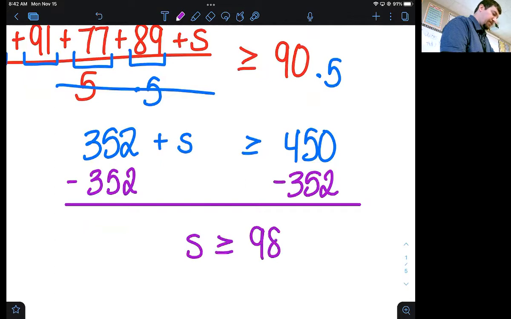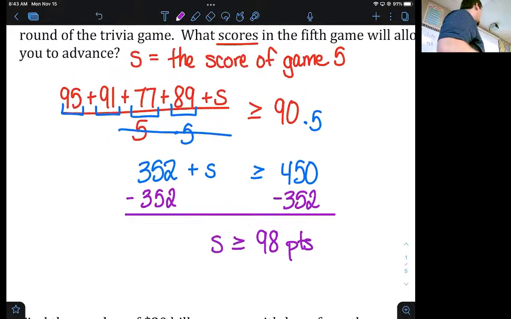Don't forget to label. That's why we used S for score, to remind us that it's a score, so it's going to be in points. I would have also accepted P for points or G for game 5 or whatever letter you want to use, as long as you have it labeled. And so we need to score at least 98 points, greater than or equal to 98 points.